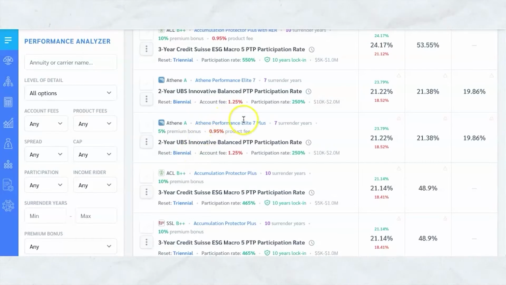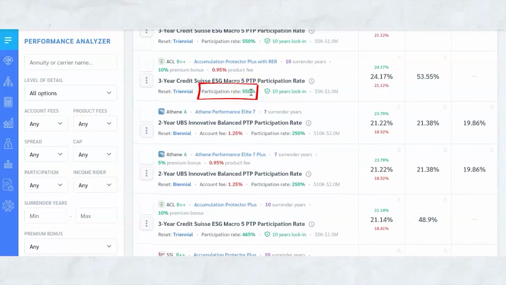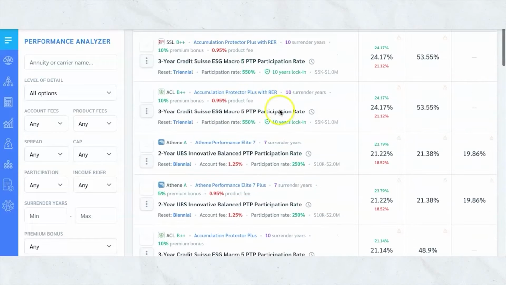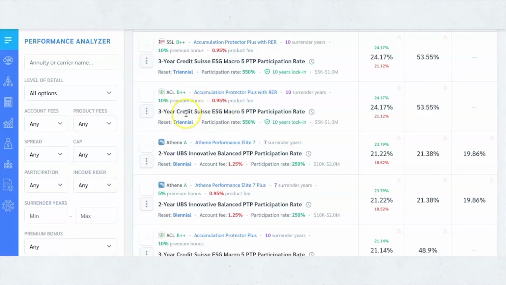And you can see on my screen, you've got participation rates, some as high as 550%. Here's what I do like about this. You'll notice there is a 10-year lock-in period. That means that participation rate, it's locked in for 10 years at 550%. That's pretty good. Now, of course, this index is only measuring the index over a 3-year period. So if you're looking for maybe a 1-year index, that might not be the right one.